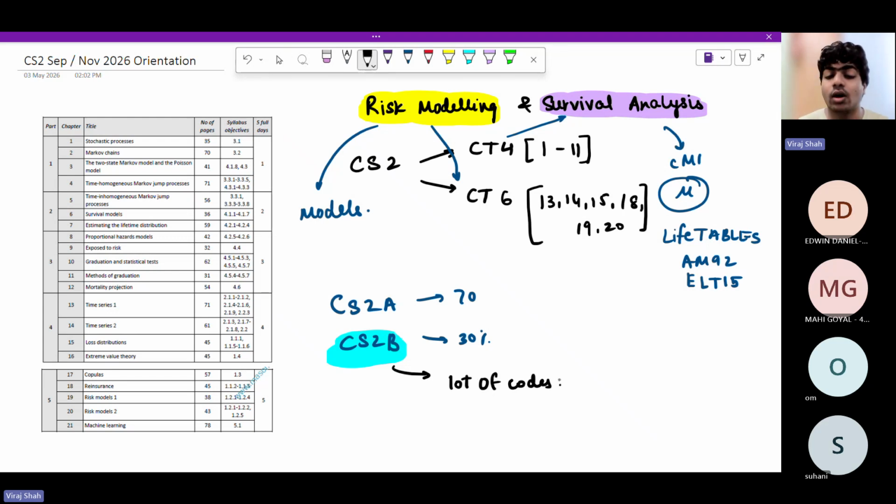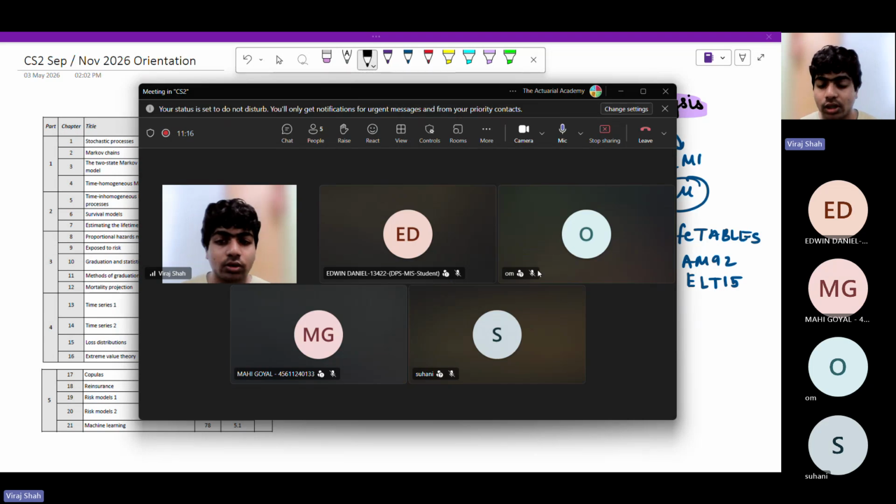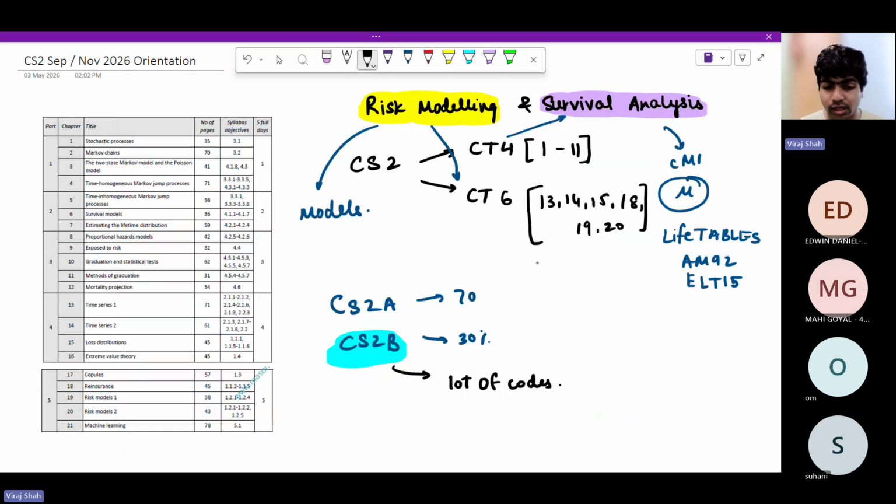When I say a lot of codes, one code can be made up of 10 to 15 lines, and there are 21 chapter codes that we have in CS2B. There are minute things that we have to look after, nitty-gritties, and we have to apply them together. So please make sure that you are not taking this subject lightly, because this is going to be one of the difficult papers that you are going to clear. Please make sure that you focus on your paper A as well as paper B.